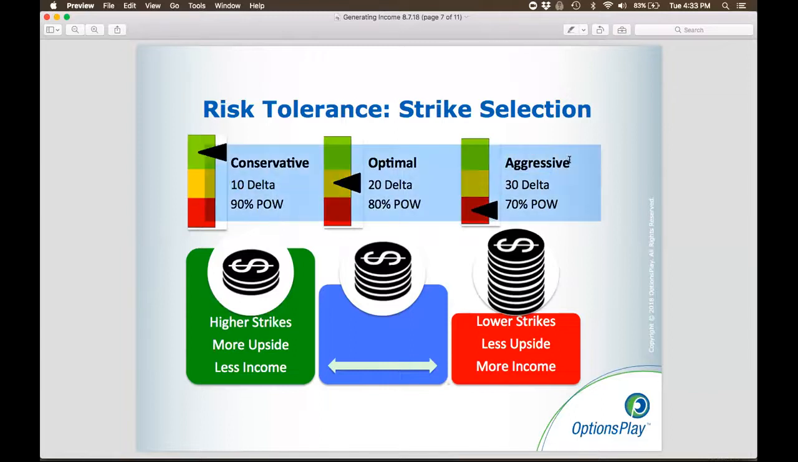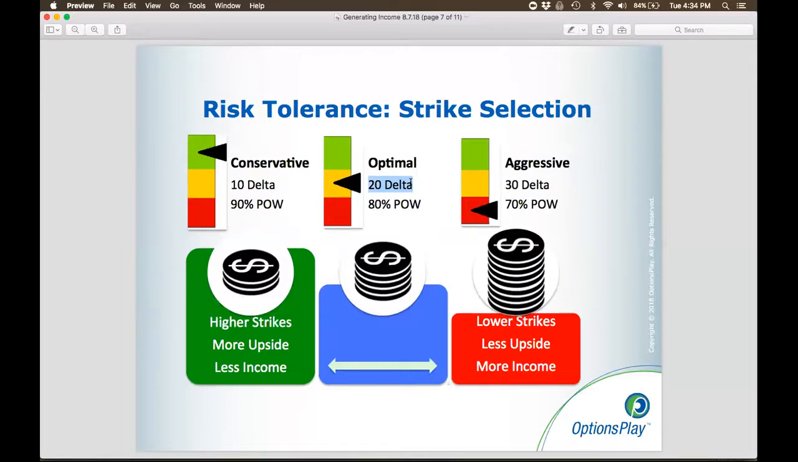On the opposite end of the spectrum, for those of you that are aggressive or trying to chase yield, meaning you don't care if your stock gets sold, you're okay with that. You just want to get the most amount of income, the most amount of yield possible. You would fall into the aggressive end of the spectrum. For those of you, you would use a 30 delta call. And then for those of you that are somewhere in between, such as myself, I'm not too conservative, I'm not too aggressive. I would consider myself optimal. I would use the 20 delta call as a strike for my selection.